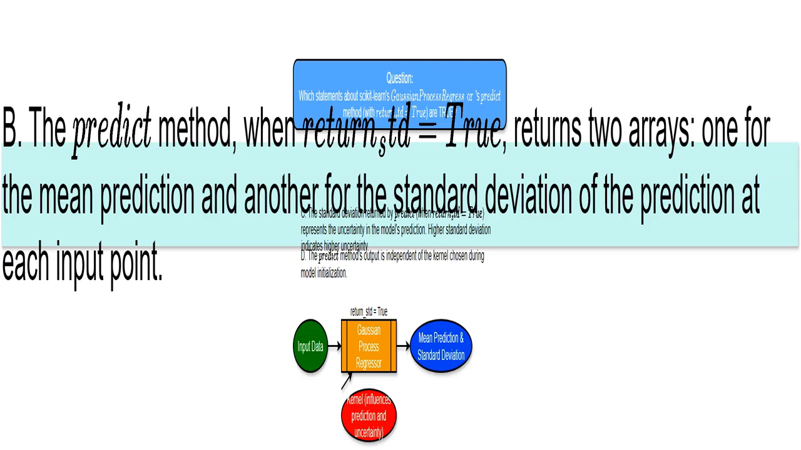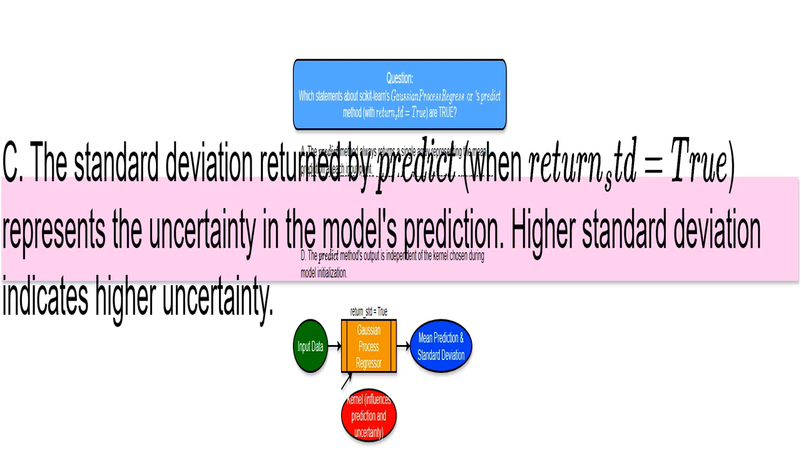It returns the average prediction and the standard deviation in the prediction. The standard deviation tells us how spread out the possible predictions could be. A bigger standard deviation means we are less sure about the prediction.